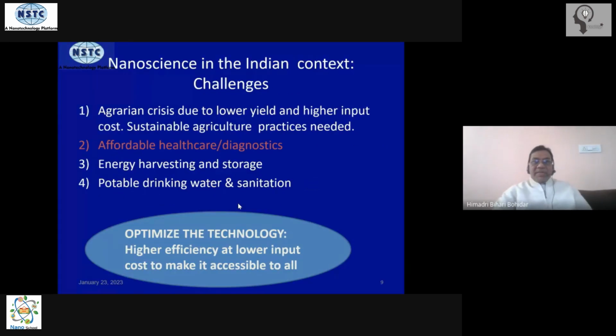Now, nanoscience in the context of India: there's, of course, an urgent need for affordable healthcare and diagnostics for this vast population. Expensive diagnostic methods, imaging, and routine lab tests are often very expensive for most of the people. So the idea is to develop very simple, easy, and cost-effective diagnostic techniques, which are basically sensor techniques, focused on the healthcare domain.